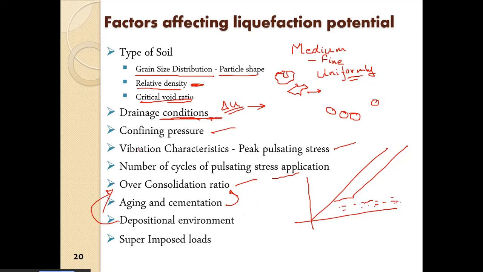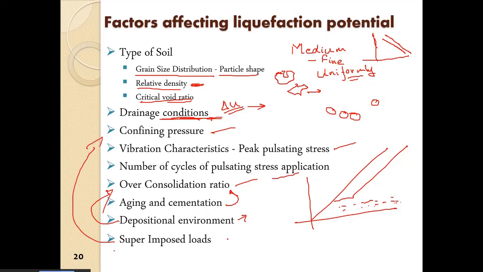We have also seen that the void ratio, when it is isotropically consolidated, is on the higher side. If it is not consolidated, it is on the lower side. So depositional environment has an effect on the relative density, the void ratio, as well as the stress state in the soil, and of course the superimposed load. This can be correlated to the confining pressure as well.